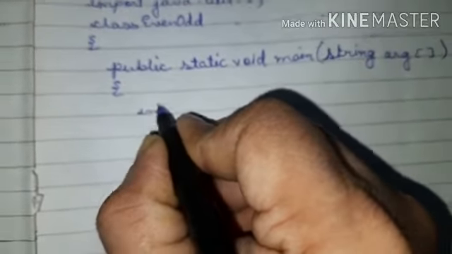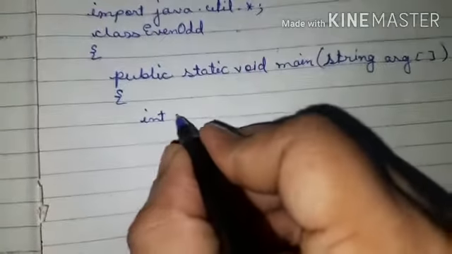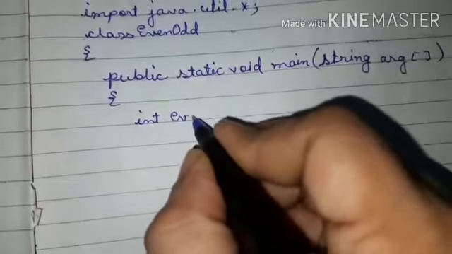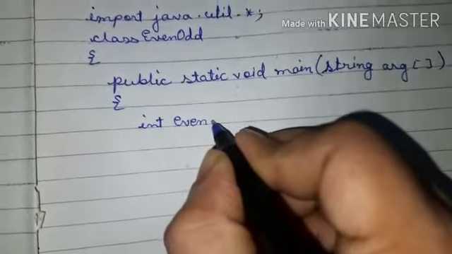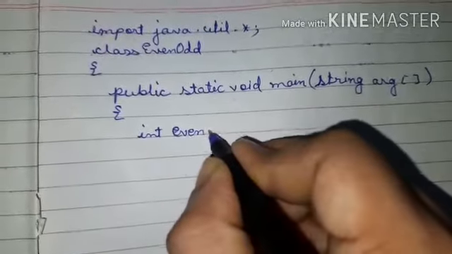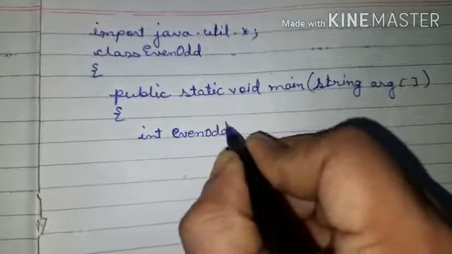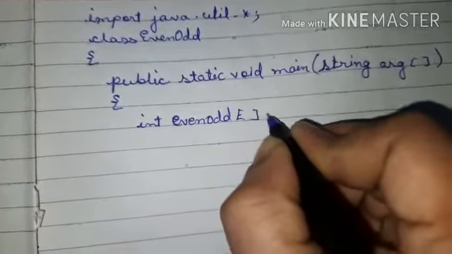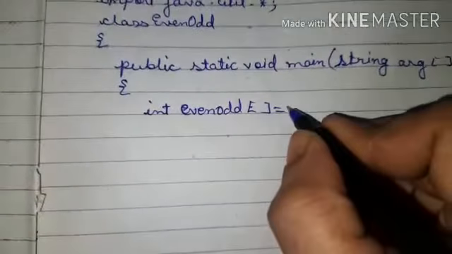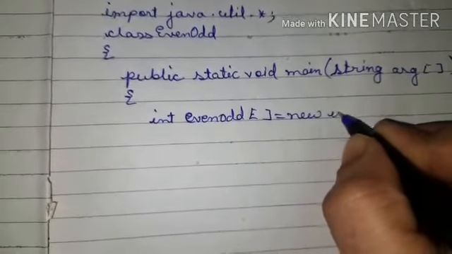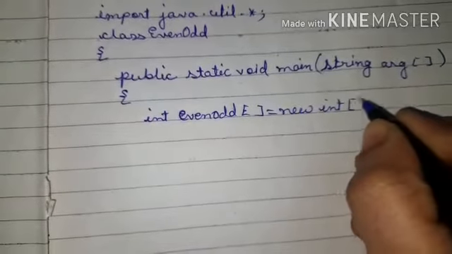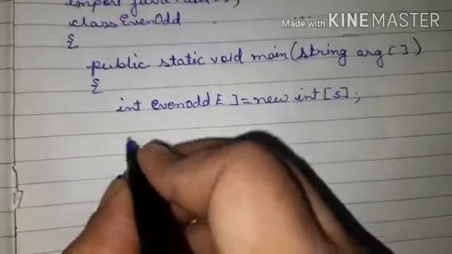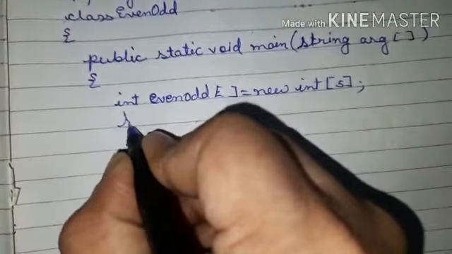So int, even odd, let's take the variable, equal to new int. We will take 5 numbers, so I have taken the storage as 5. Then let's create the Scanner.